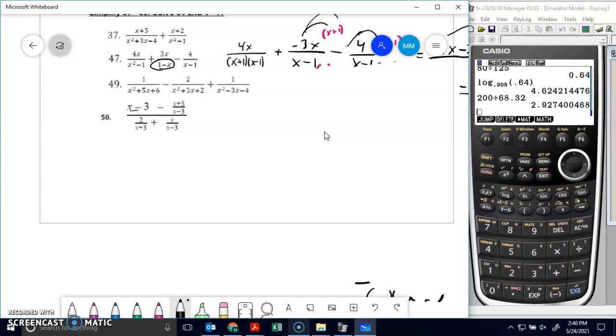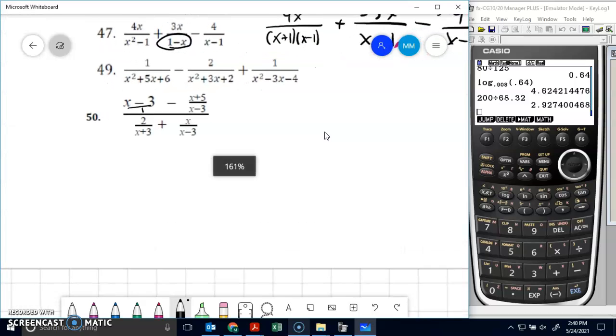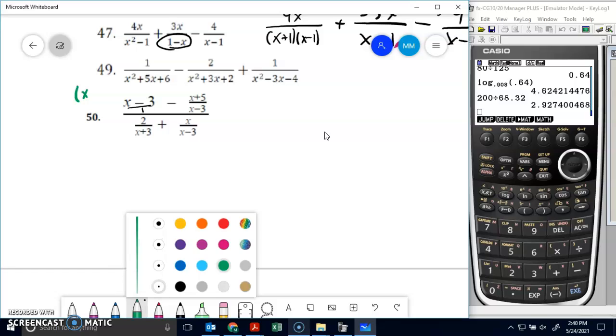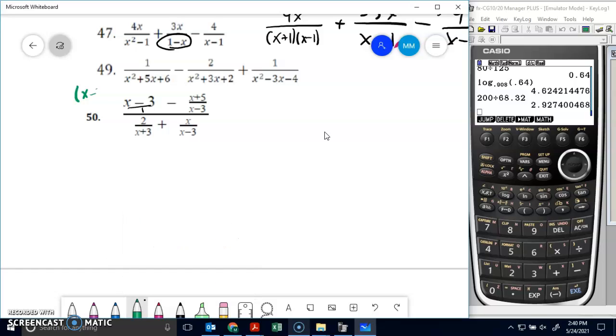This one has denominators 1, x minus 3, x plus 3, and x minus 3. So I'm going to use the strategy of clearing fractions. So I'm going to multiply everything by x minus 3 and x plus 3. Actually, you know what? When I look at it, that's going to create a big mess there. So I'm going to take that back. So let's not do that. Let's just make common denominators up top here. So I'm going to multiply top and bottom by x minus 3. Now the numerator has common denominators.